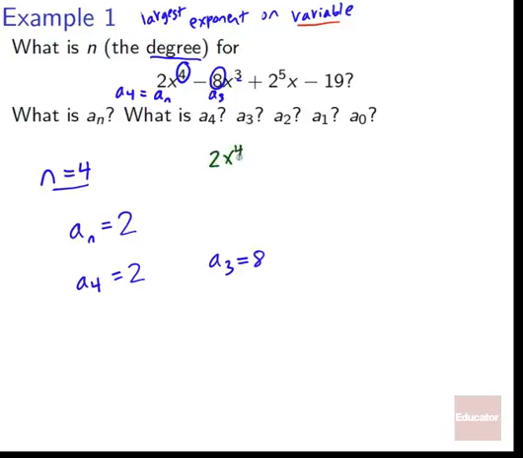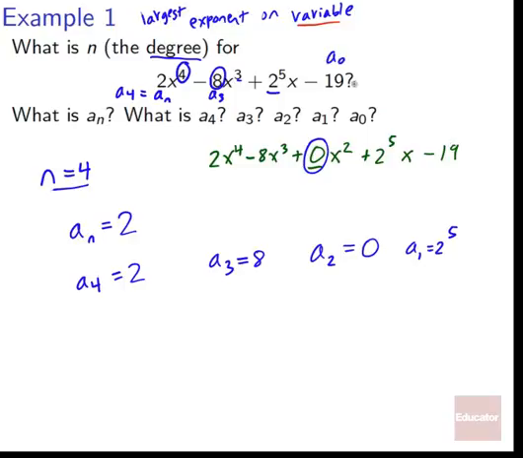But we could rewrite this as 2x to the 4th minus 8x cubed plus 0x squared, because x squared never showed up, so it must have been knocked out by something. It's been knocked out by this 0, plus 2 to the 5th x minus 19. So if that's the case, then it must be that a2 equals 0. Plugging in for a2, it must be 0 because it has to be able to knock out that x squared term. Then from there, we just continue. a1 is equal to 2 to the 5th. And finally, our last one is a0 at the very end. a0 equals negative 19. So now we see what all the coefficients are. We know what the degree is.